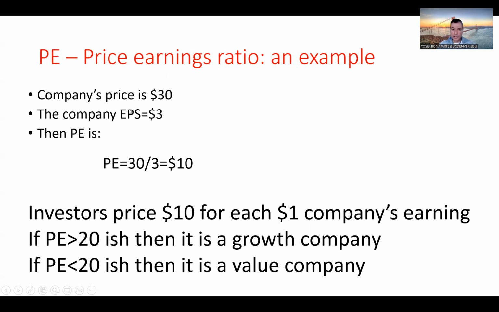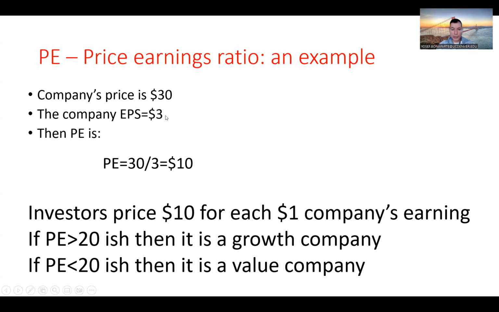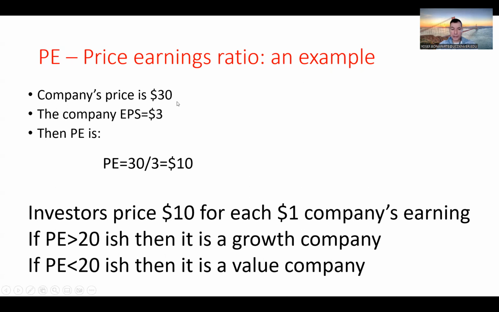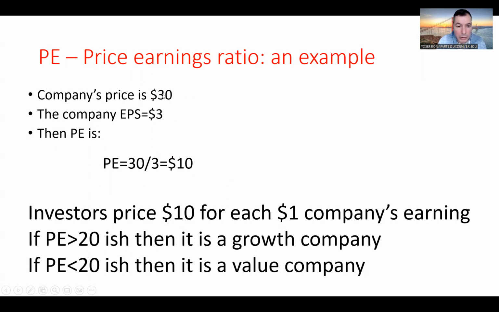PE ratio is a company's price divided by EPS. So we continue with the $3 EPS. Suppose the price of the company is 30. So PE, the price earnings ratio, is the price divided by the earnings: 30 divided by 3 equals 10.